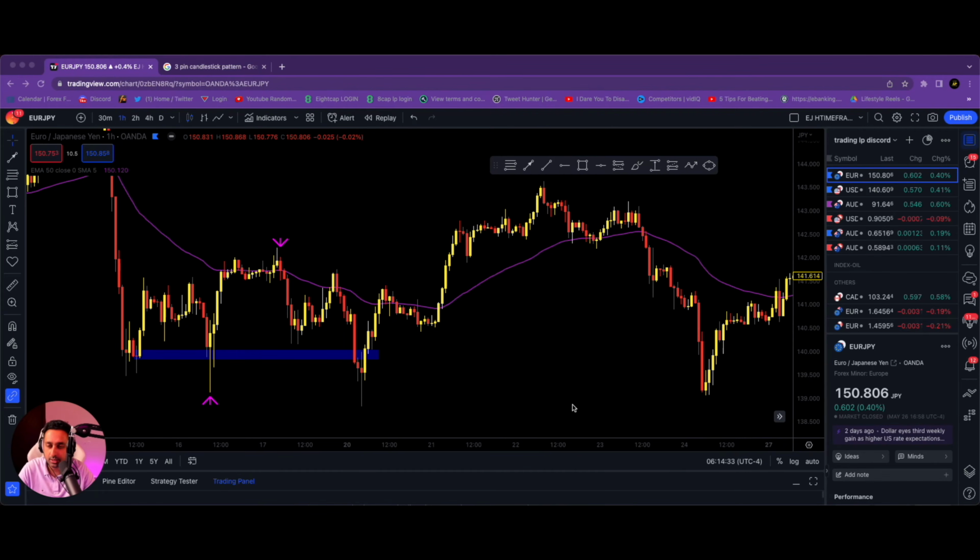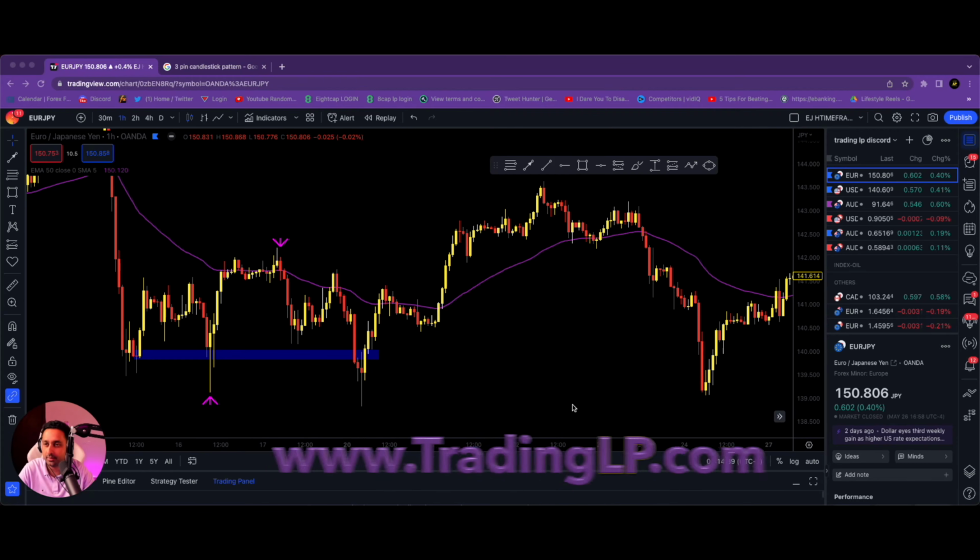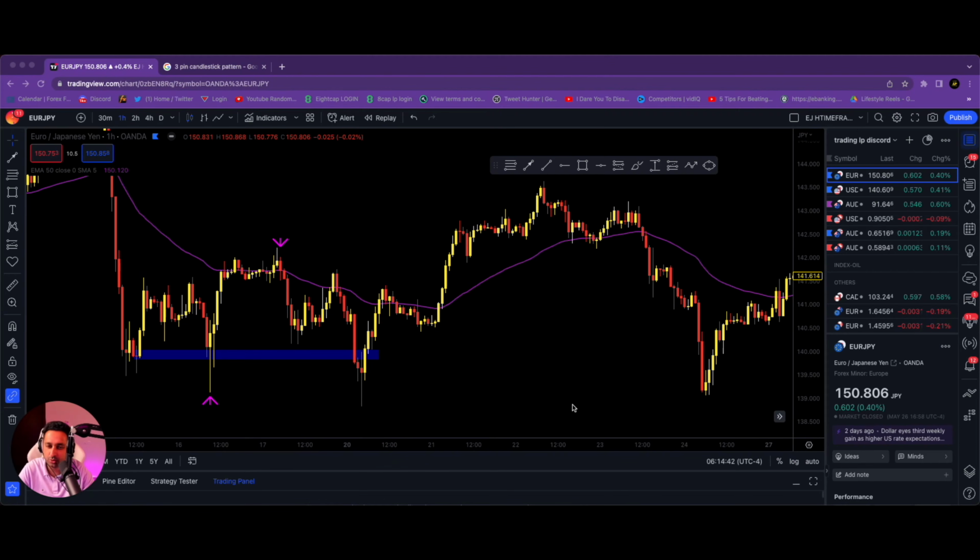This is just something I learned along the way, and it's just one of the many confluences that I use. This is probably my favorite. I also love using the forex sentiment tool and things like that. But this is one of my favorite candlestick patterns, right? Using price action in conjunction with market structure, market direction, all that stuff. And I'm just going to call it the three pin pattern, right? And it sort of looks like this.